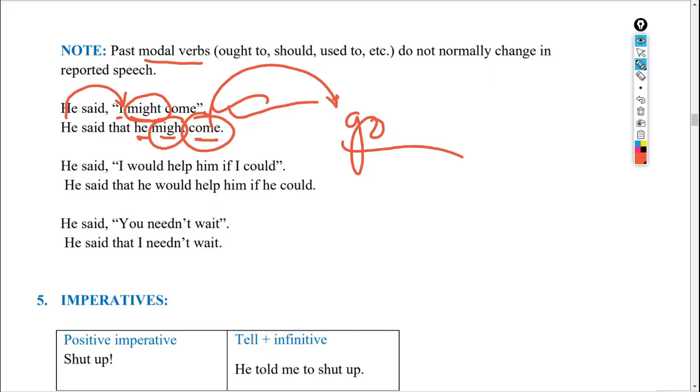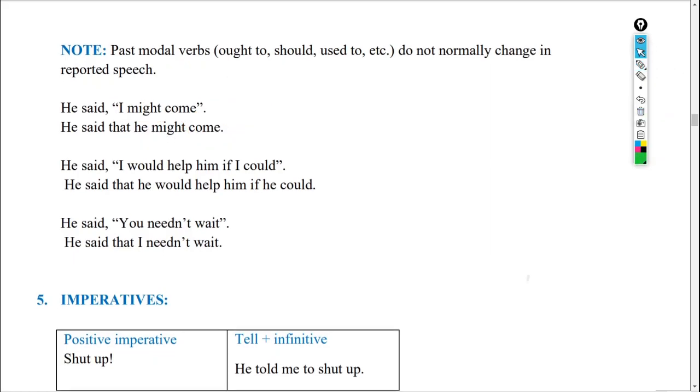In a similar manner, he said, "You need not wait." He said that I did not wait. Then let us come to the next type of the sentence. The next type, here we go. Let us proceed.